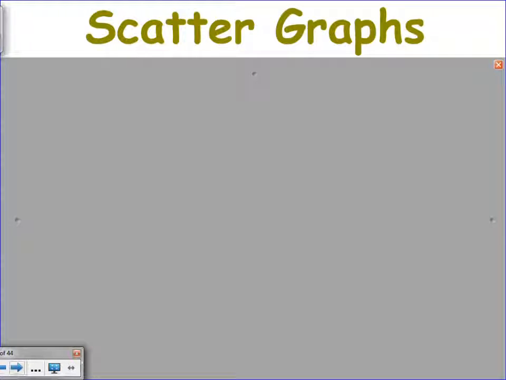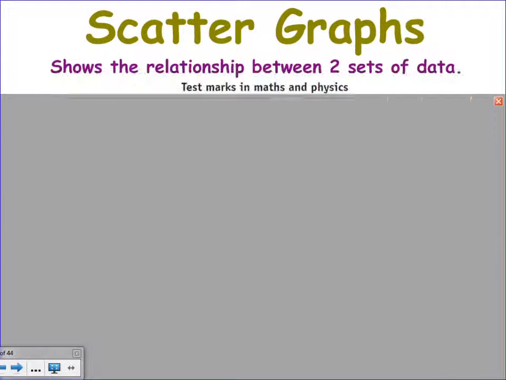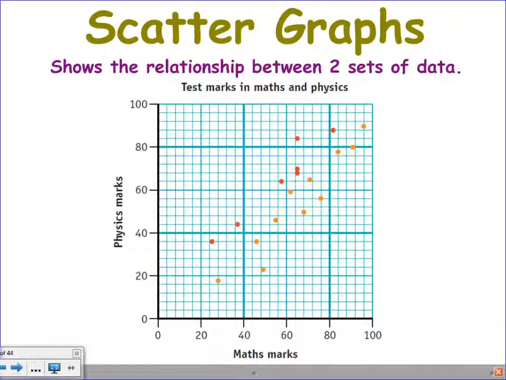Scatter graph. What's a scatter graph? Somebody describe a scatter graph. Something to do with the graph, so I've got axes. What does it do? What does it show? What does it look like? I'll give you an example just to show you what I'm talking about.